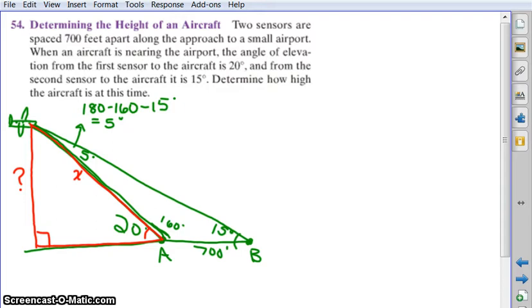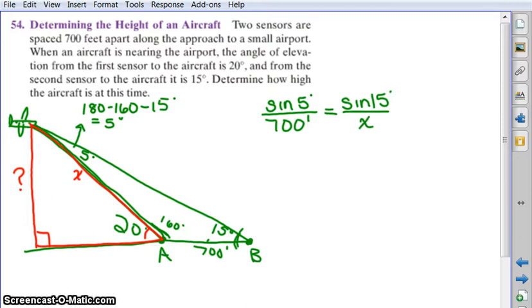That 5-degree angle happens to be directly across from that 700 feet. So I can write sine of 5 degrees goes with 700 feet. Now, what was the side I'm looking for again? Oh yeah, that one marked X. So that one marked X is directly across from 15 degrees. So I will write sine of 15 degrees over X.